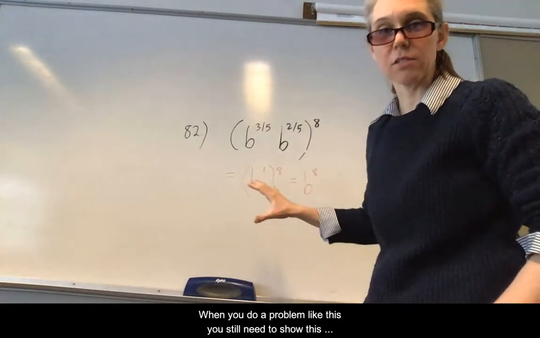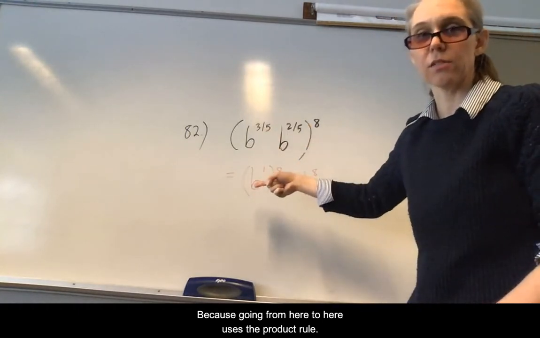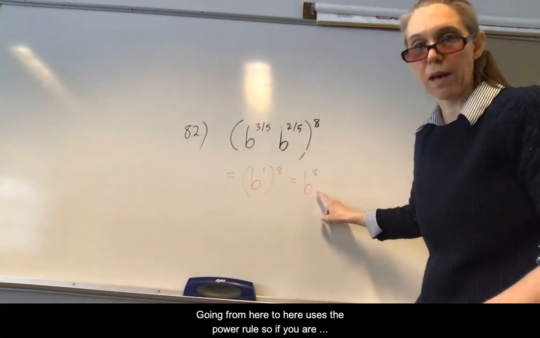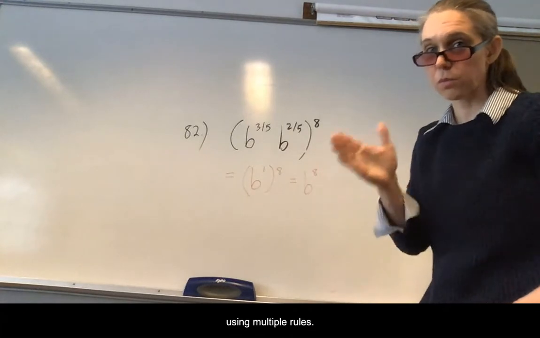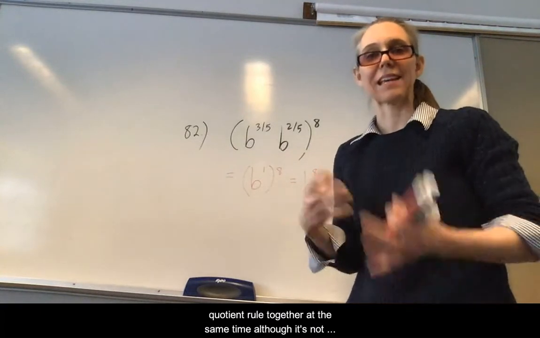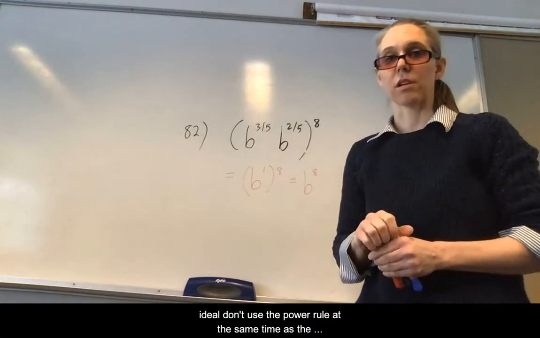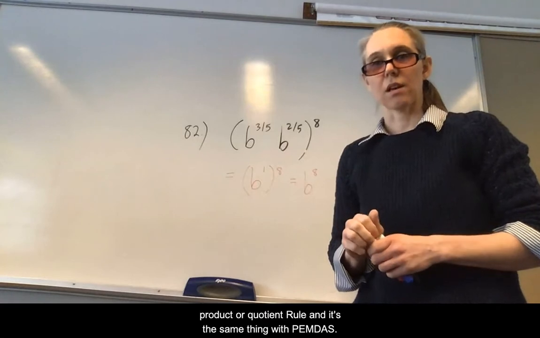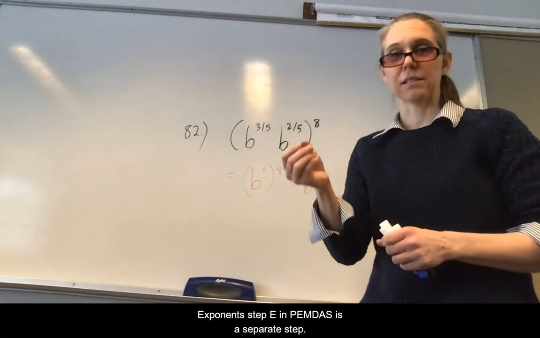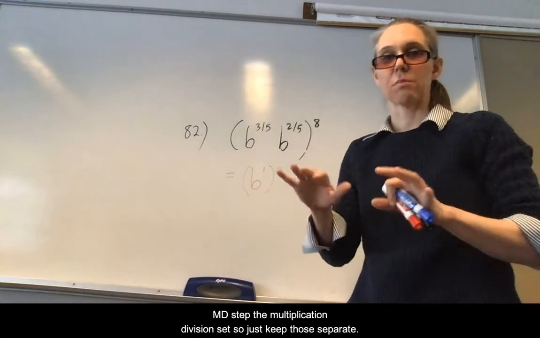When you do a problem like this, you still need to show this intermediate step. Why? Because going from here to here uses the product rule. Going from here to here uses the power rule. So if you are using multiple rules, have multiple steps. You can use the product rule and the quotient rule together at the same time, although it's not ideal. Don't use the power rule at the same time as the product or quotient rule. And it's the same thing with PEMDAS, right? The exponent step, E, in PEMDAS, is a separate step than the MD step, the multiplication division step. So just keep those separated.